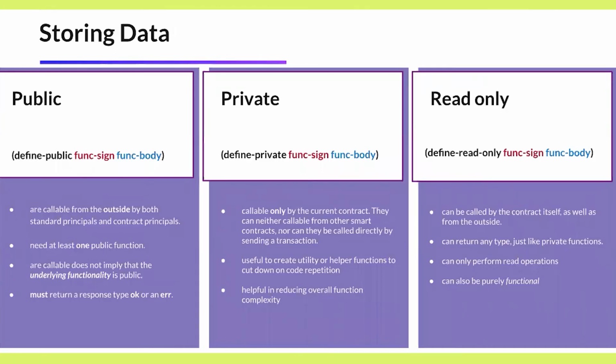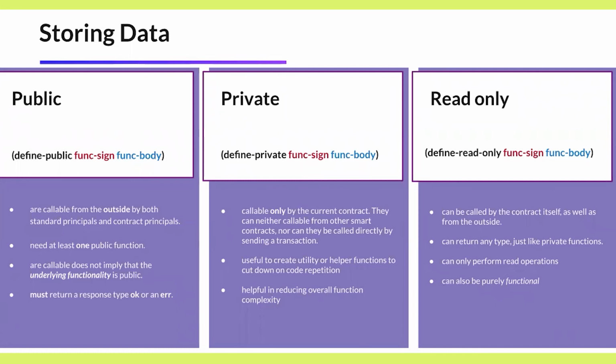Okay, moving on to functions. There's 3 types of functions in Clarity. We have public, private, and read-only functions. We will be working with all of these as we move through the course. But just real quickly, a public function is basically a function that is callable from the outside by both standard principals and contract principals. Meaning once it's deployed on mainnet, a user can call into this function, and also other contracts can call into public functions.